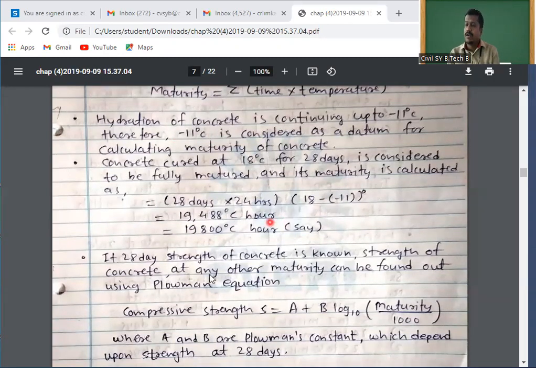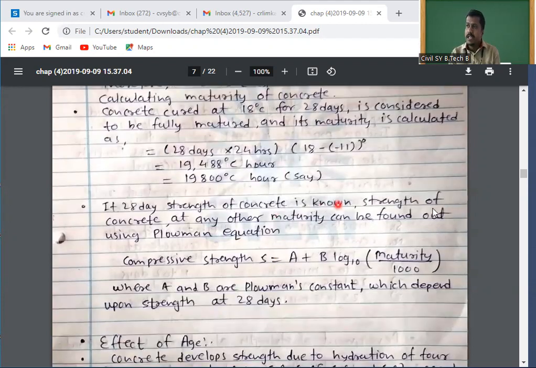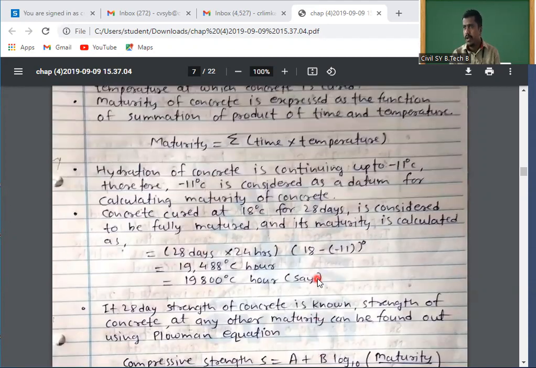Now, if the 28 days strength of the concrete is known, then strength of concrete at any other maturity can be found by Plowman's equation. The relation is given: compressive strength S equals A plus B log to the base 10 of (maturity divided by 100), where A and B are Plowman's constants, which depend upon the 28 days strength. This part is not in the syllabus, I am just telling you additionally. You please remember this part.